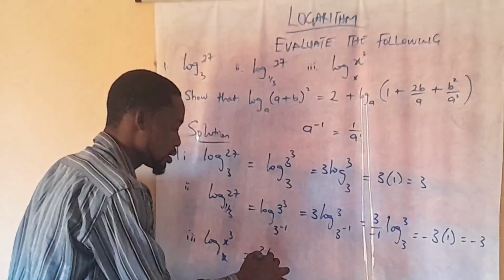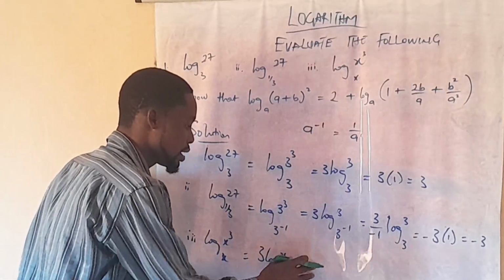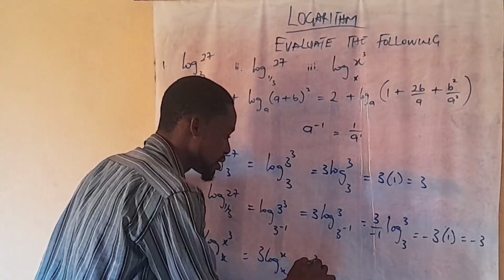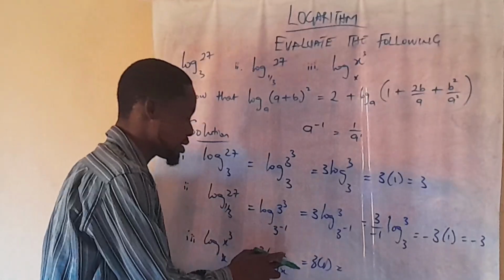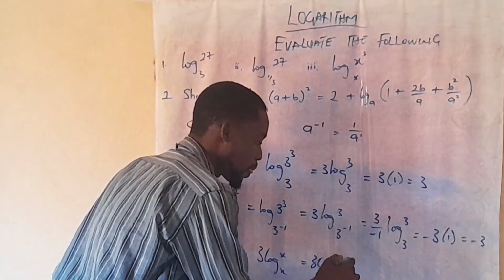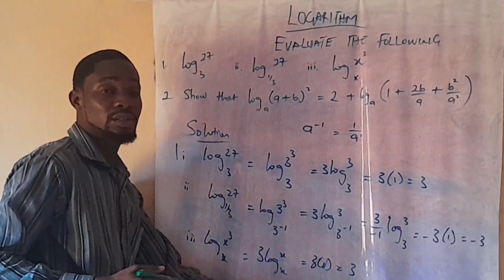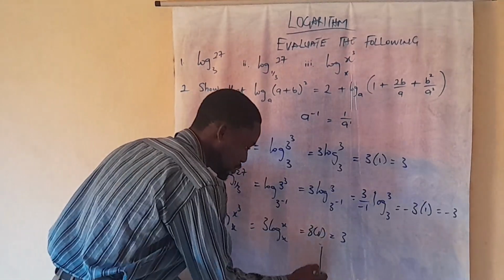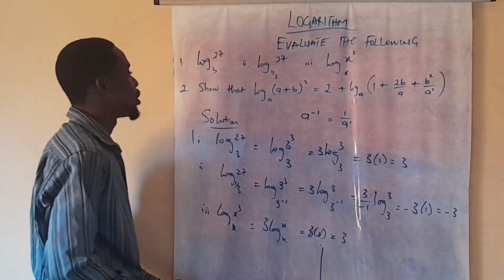Then for number 3, I have log x raised power 3 base x, which automatically gives me 3 log x base x. And finally, I have this as 3 times 1 because log x base x is 1. Leave my answer as 3.